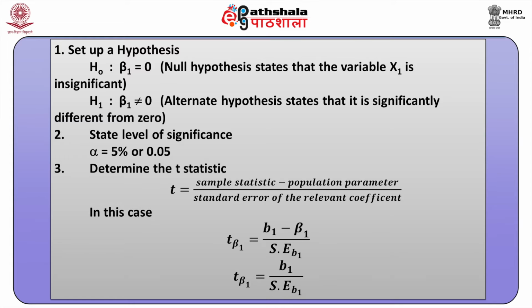Determine the t statistic. t is equal to sample statistic minus population parameter upon standard error of the relevant coefficient. In this case, t beta 1 is equal to b1 minus beta 1 upon SE(b1). So t beta 1 is equal to b1 upon SE(b1), as hypothesized, since the value of beta 1 is equal to 0.